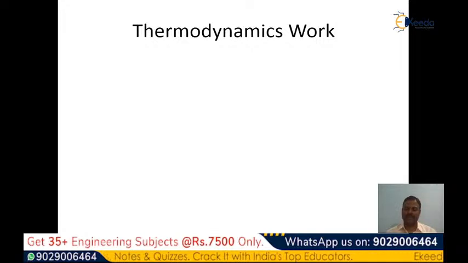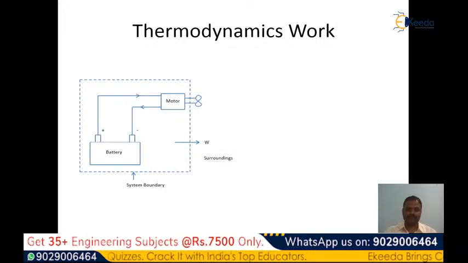For that, let us take a battery and motor fan arrangement. In this, there is a battery and a motor that constitute a system, and the system boundary is there. Here, the battery supplies energy to the motor. The motor will rotate the shaft that is attached to a fan. When energy is supplied to the motor, that causes the rotation of the fan.